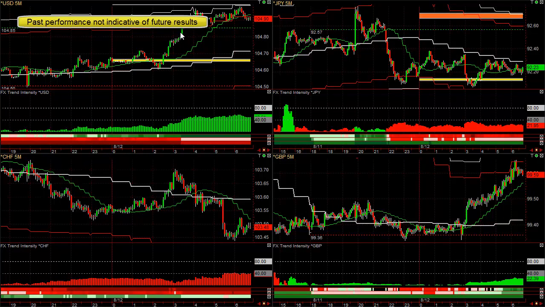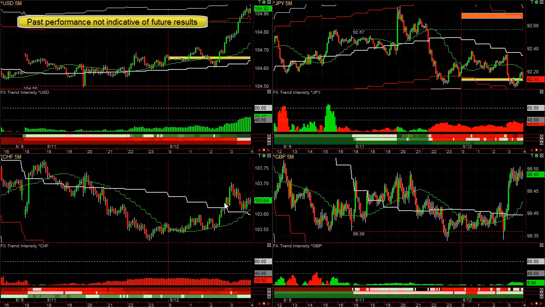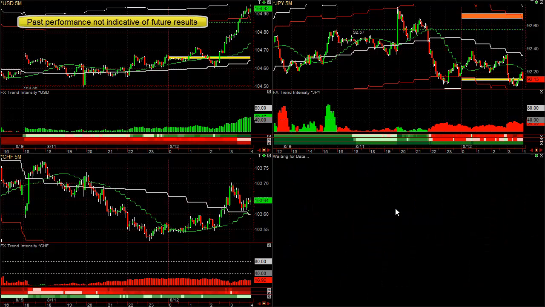Earlier on in this move up, the Swiss also broke out. You can clearly see the dollar is stronger than the Swiss. However, the Swiss is above its hourly moving average, and really, it's a little bit lower odds trade to be buying both of them that appear to be trending up. So let's take a look at the other ones, CAD, Australia, and New Zealand.